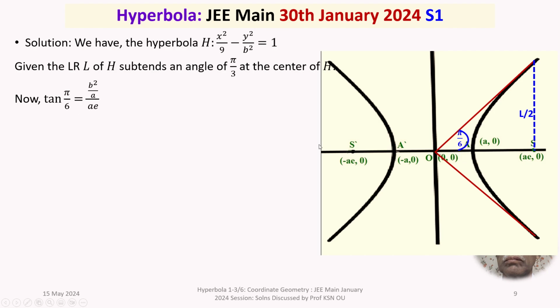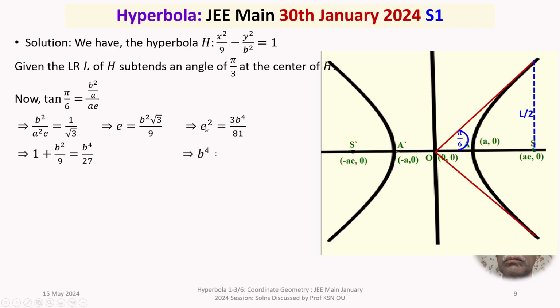Now tan pi by 6 is equal to L by 2 by AE. L by 2 is b square by a, where L is 2b square by a. Agreed. So that is what we have. Now that will be equal to b square by AE, which is b square by a square e. And tan pi by 6 is 1 by root 3. From this we get e is equal to b square root 3 by 9. e square will be 3b to the power of 4 by 81.